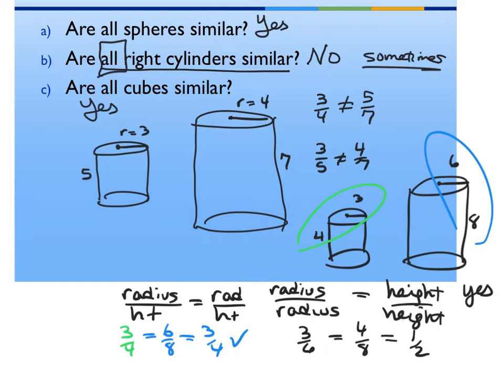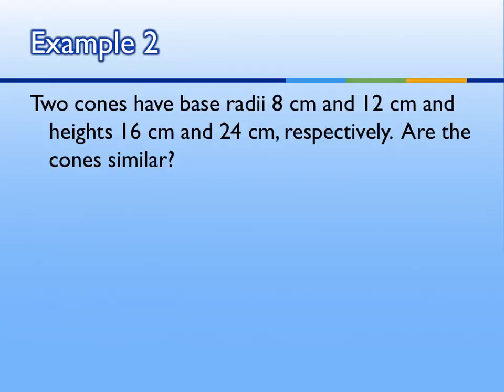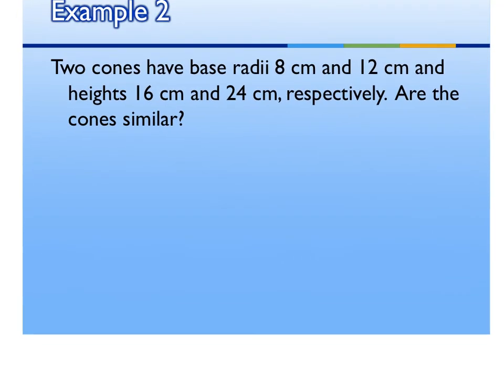Let's try another example. They're giving us, it's a word problem. A picture is not provided. So I'm going to go ahead and draw a picture for myself. So I'm going to draw 2 cones.